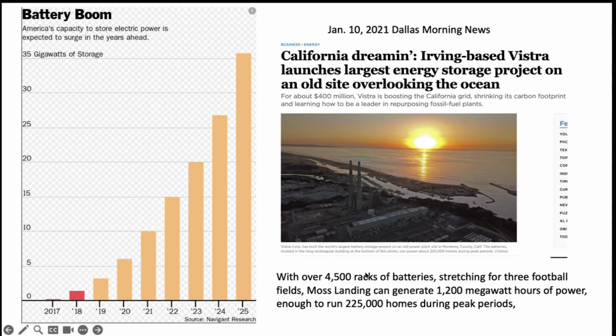Now at Moss Landing, this is just one example of one of these facilities. So 4,500 racks of batteries stretching for 3 football fields can generate 1,200 megawatts of power, enough to run 225,000 homes during peak periods for a short time, not all night.